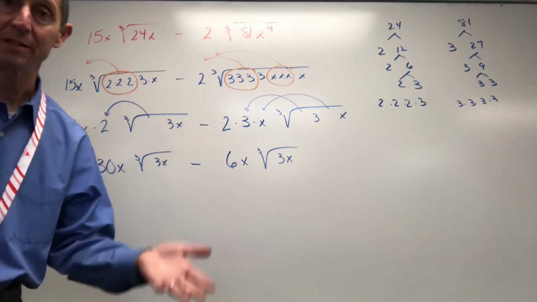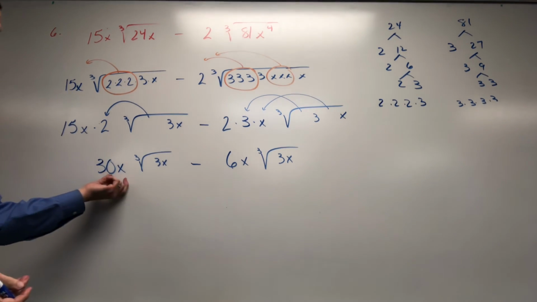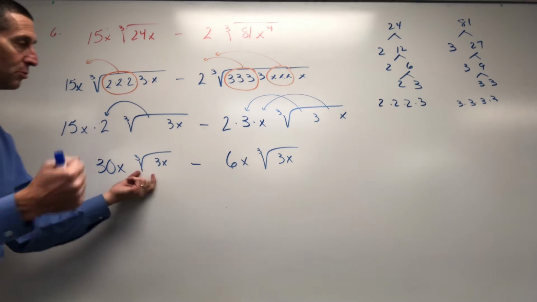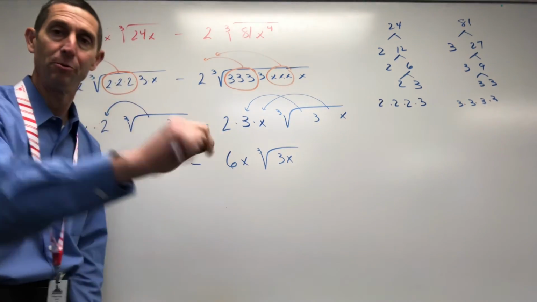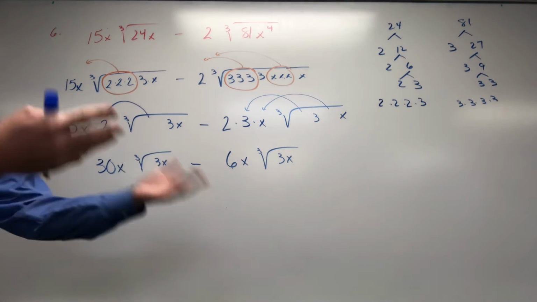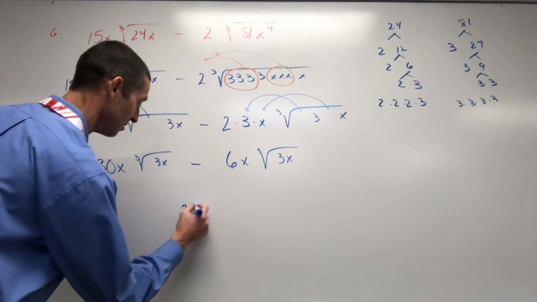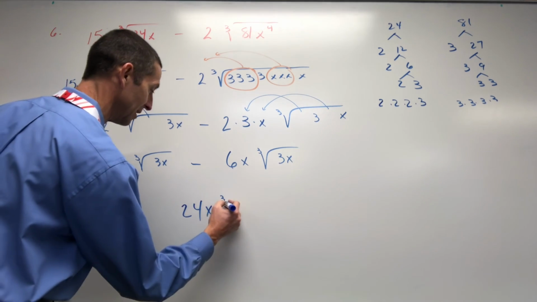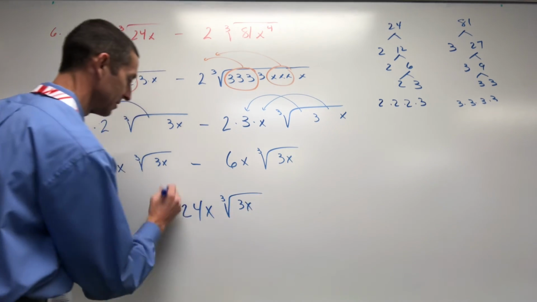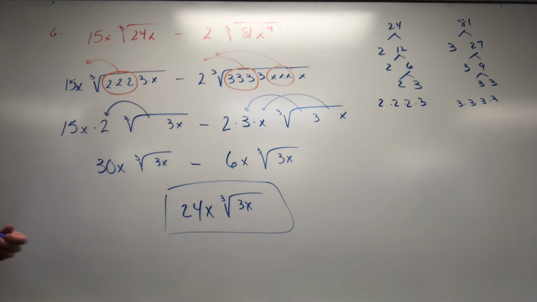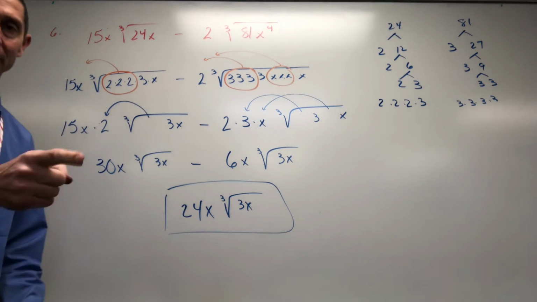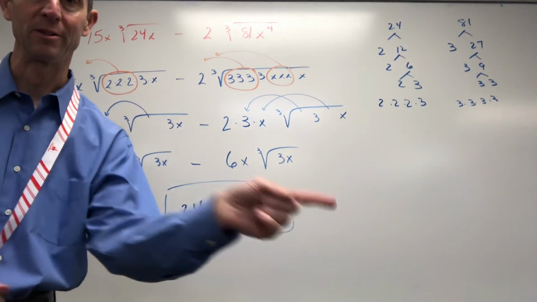Let's take a look and see if you've got like terms. Here is x cube root 3x. Boom. X cube root 3x. Boom. They're exactly the same. We can add and subtract them. Subtracting this time, 30 minus 6. Looks like 24x cube root 3x. So our job today, we got to add them and subtract them, square roots, cube roots, fourth roots. There you have it.